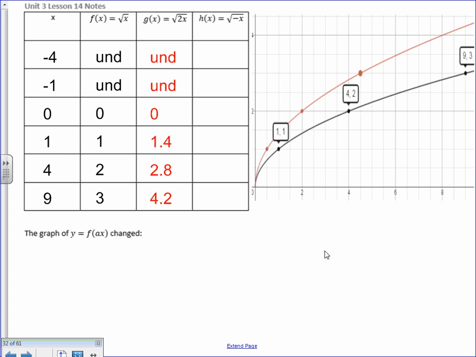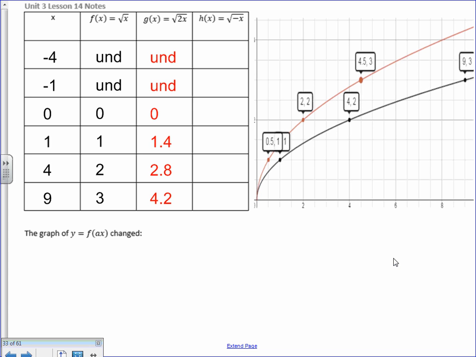Now, what I want you to do is put a few points on your graph. These aren't points that you found from the chart, but these are definitely points on the graph here. I've got these points on the red graph there, and I want to compare them to the points on the black graph. So our black graph is square root of x, our red graph is square root of 2x.